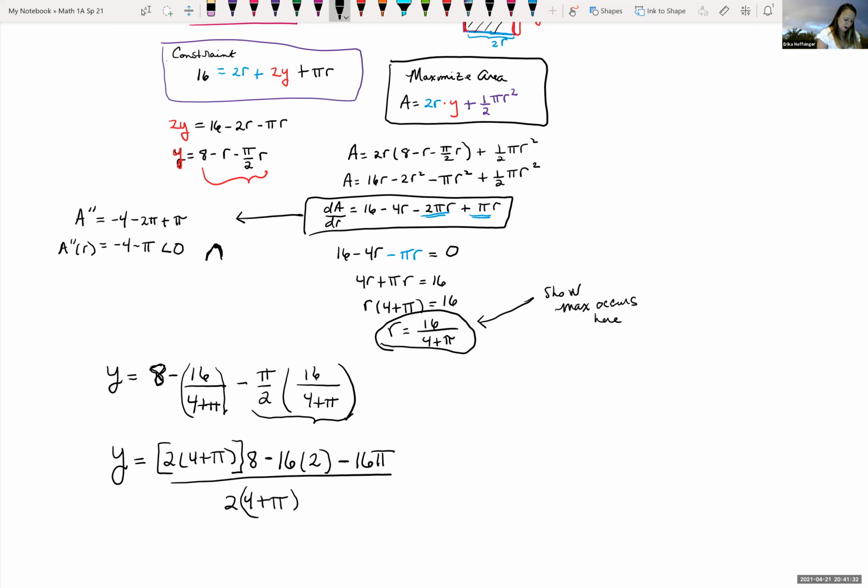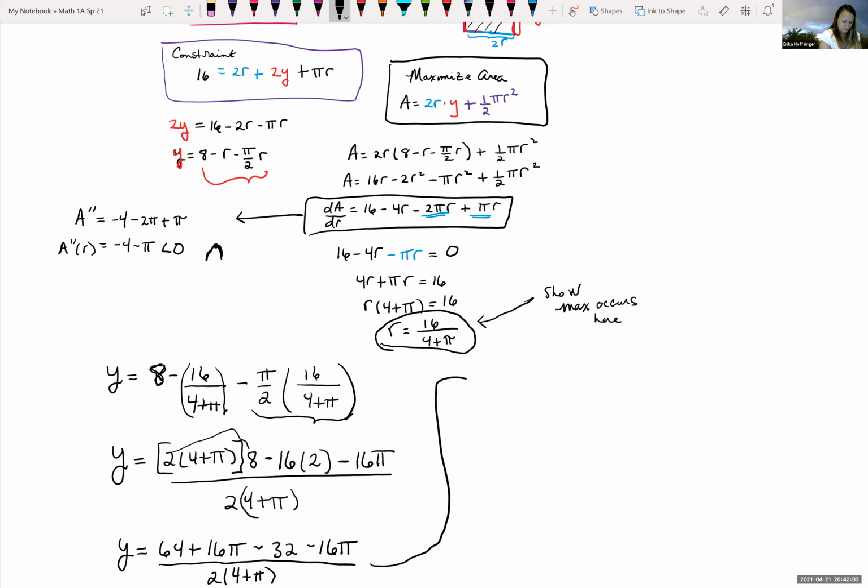So maybe we can clean it up some more. So y is equal to, let's distribute 16 in here. So 16 times 4, that's 64, plus 16 times pi is 16 pi, minus 16 times 2 is 32, minus 16 pi, all over this 2 times the quantity 4 plus pi. So notice how things kind of cancel out. 16 pi minus 16 pi cancels. We're left with a 64 minus 32, so that's positive 32, all over 2 times 4 plus pi.